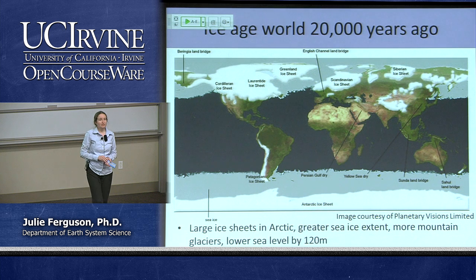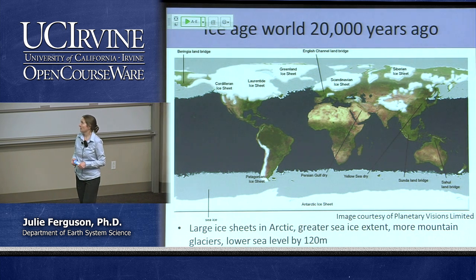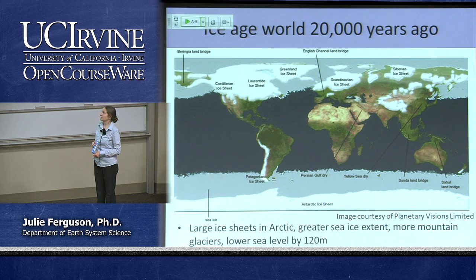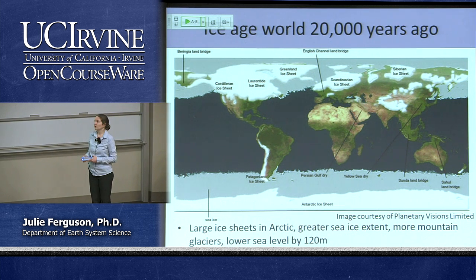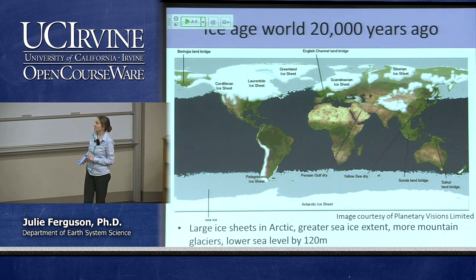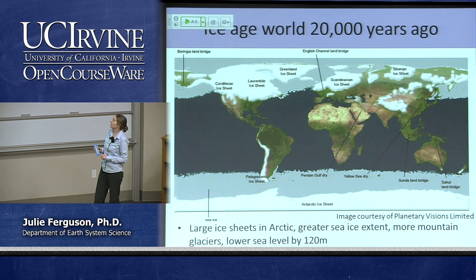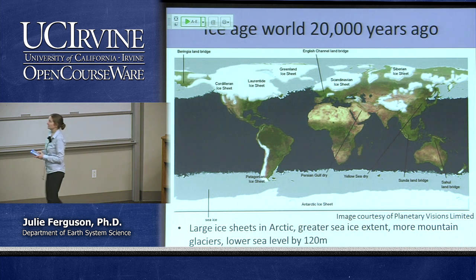So this is what our world looked like 20,000 years or so ago, at the height of the last ice age. So what changes can you see? We can see the ice sheets were occupying a large part of the Northern Hemisphere, especially North America. We had two. We had a larger Greenland ice sheet. We had a Scandinavian ice sheet over Europe. We had much more extensive ice in the Himalayas and Siberia. We also had more along the Andes.